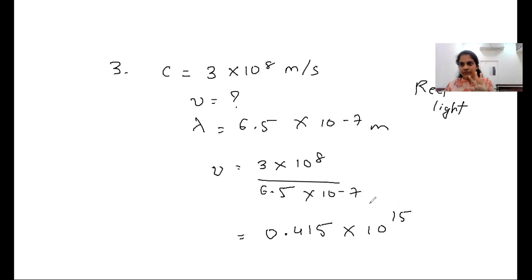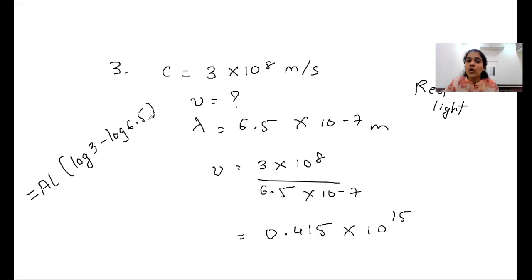See students, some people are really good at log calculations, they can do log very quickly. If you feel that normal division is going to consume more time as compared to a log calculation, go for log calculation, not a problem at all. How is this calculation going to be? First, I'll write anti-log, then it is going to be log of 3 minus log of 6.5. Do not touch the 10 raised to part. Keep it as it is at this side, and use it at the end. This is how the log calculation will be.